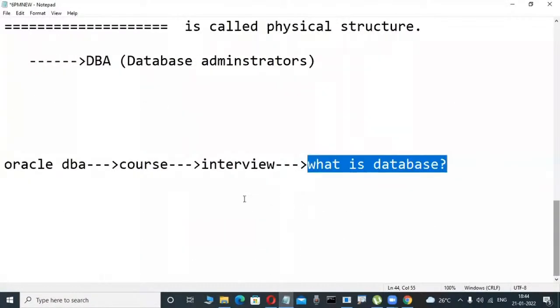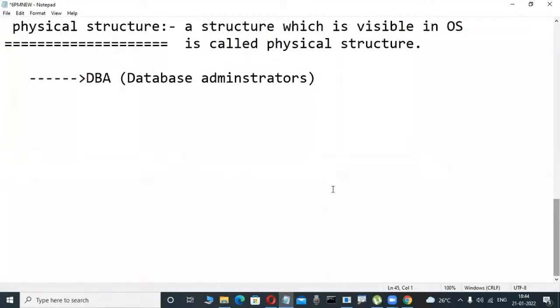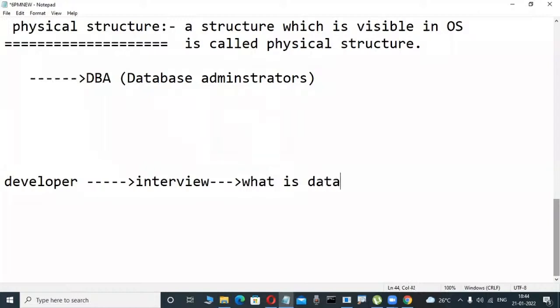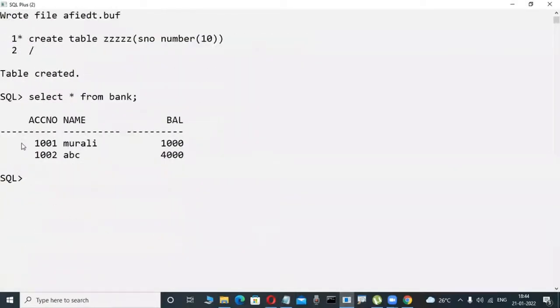Suppose I'm a developer, not an administrator, for example a Java developer, SQL developer, PLSQL developer, or Python developer, attending an interview. What is a database? They're not asking, but generally, what is a database? The developers tell it in terms of logical structure. What they say is that it is a place where we can store a structured collection of data.